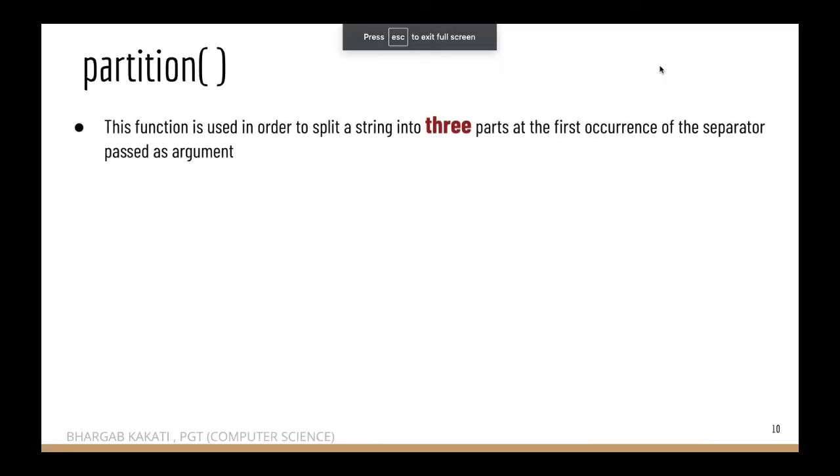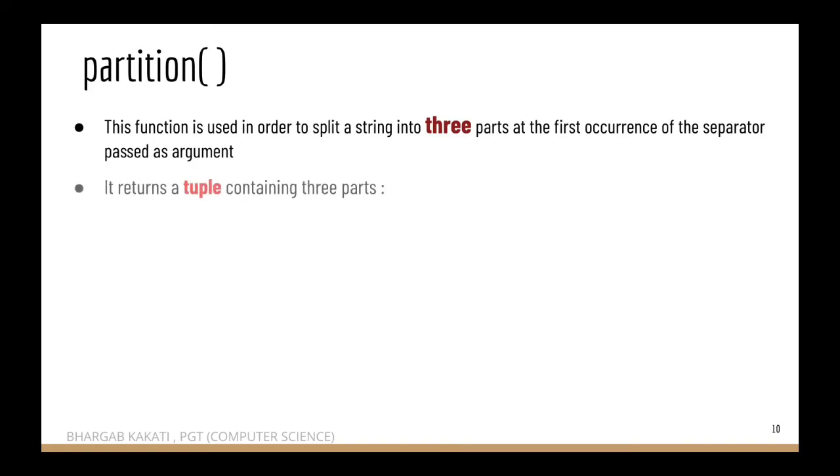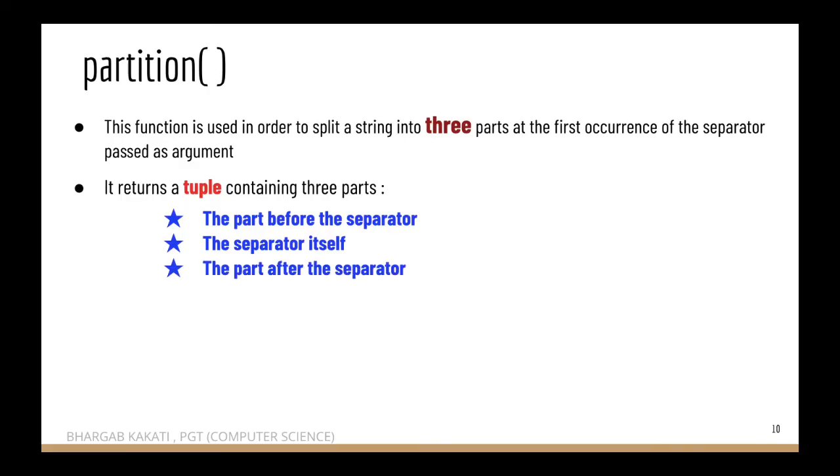This function is used in order to split a string into three parts at the first occurrence of the separator passed as argument. It will split the entire string into three parts, and then it returns the result in the form of a tuple. So it returns a tuple containing three parts: first is the part before the separator, then the separator itself, and the part after the separator.